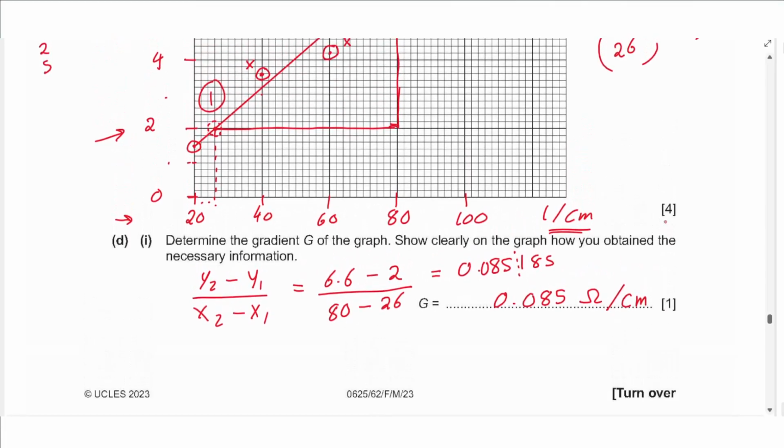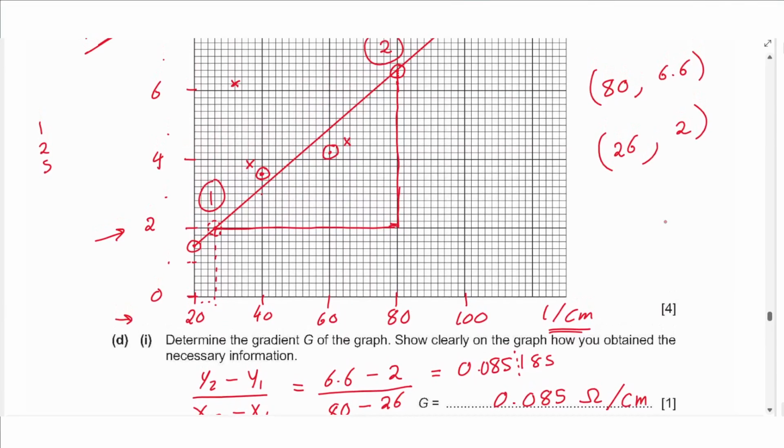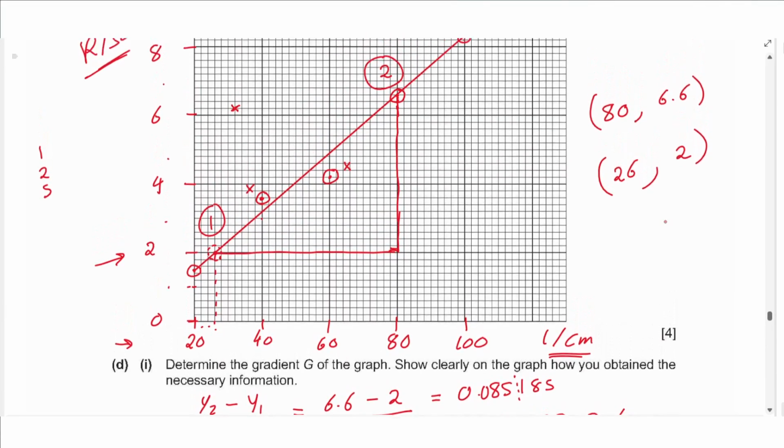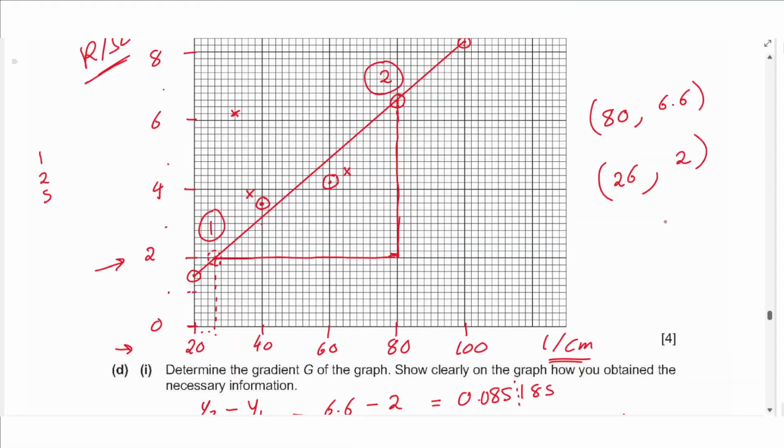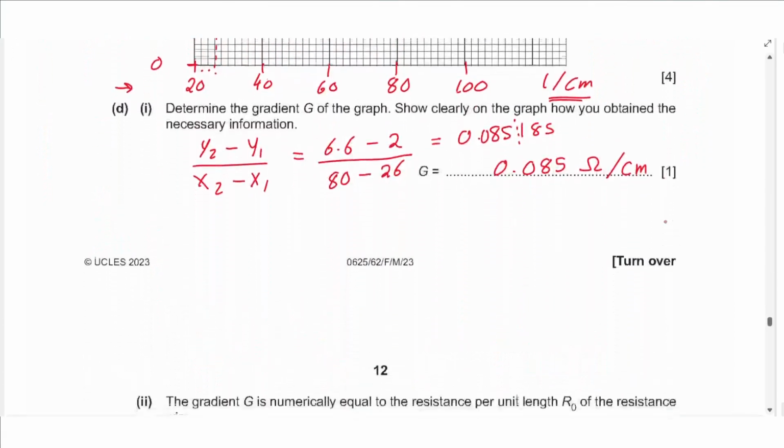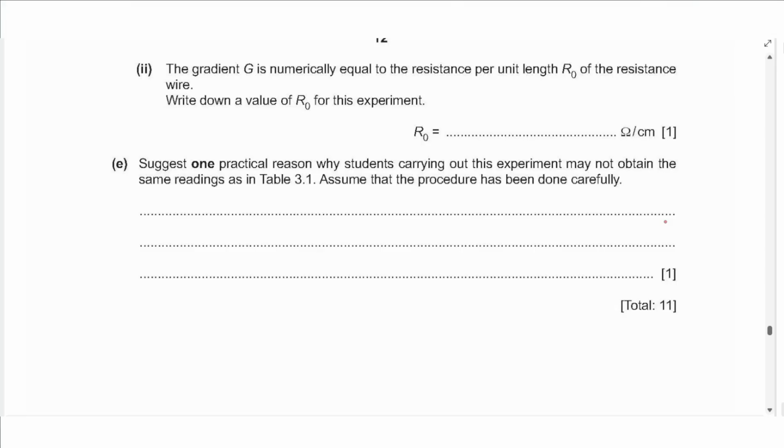By the way, not all candidates can draw the same line. So the gradient usually has many values, and you get a fairly good range for your answer to be correct. Question double I says the gradient G is numerically equal to the resistance per unit length R naught of the resistance wire. Write down a value for R naught for this experiment.